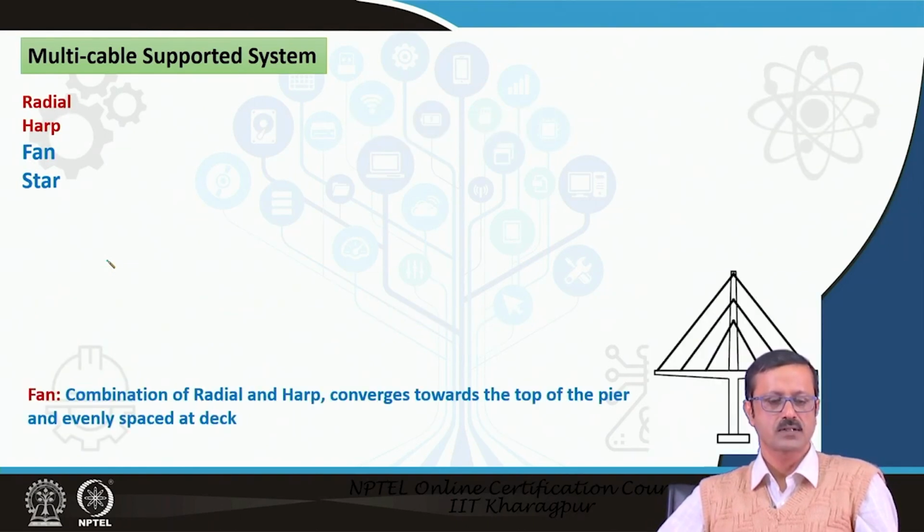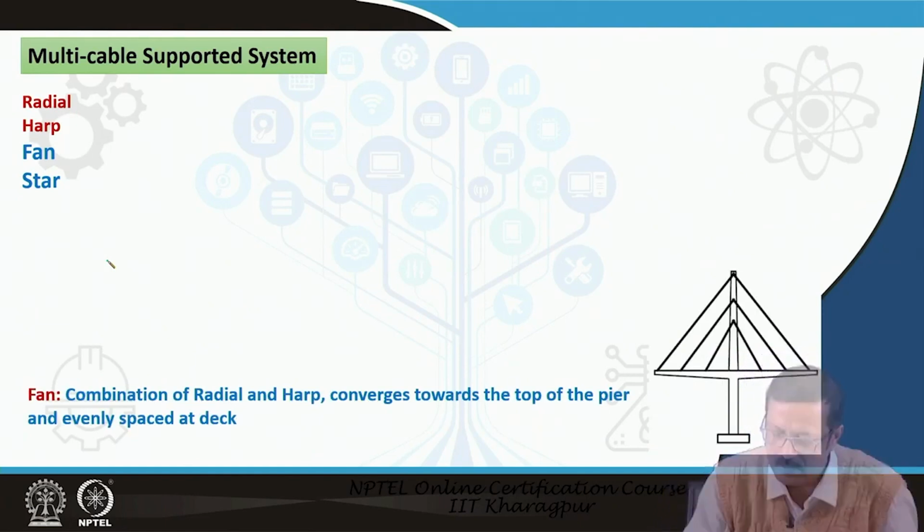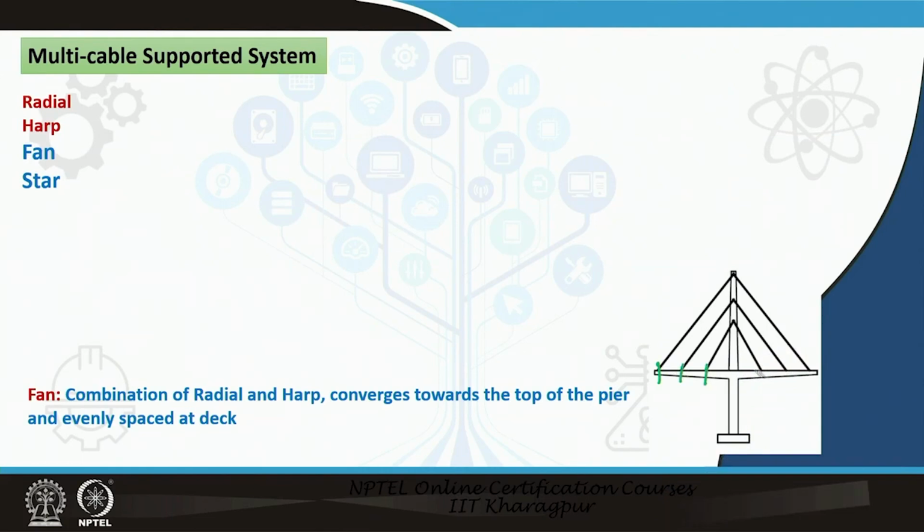The other two systems are, one is the fan system, which is something like a combination of the radial and harp, where the cables are taken from various points of the deck uniformly distributed, but are also attached at different points in the pylon at vertical levels, and converge towards the top. It is not exactly going to converge at the same point, but it converges towards the top. See this particular distance, the next distance is smaller, like that.